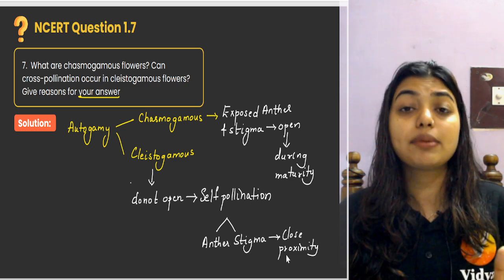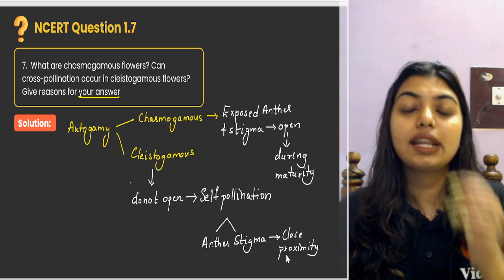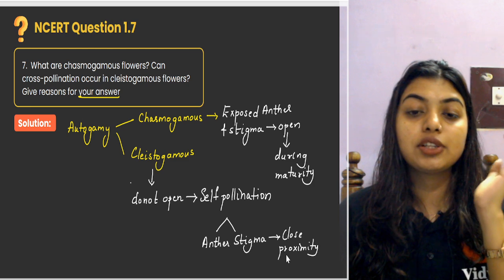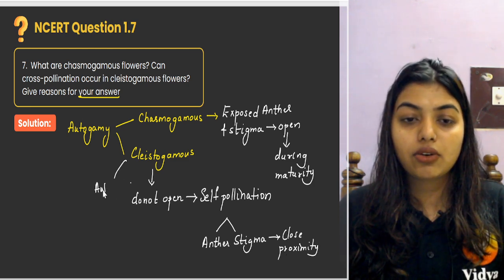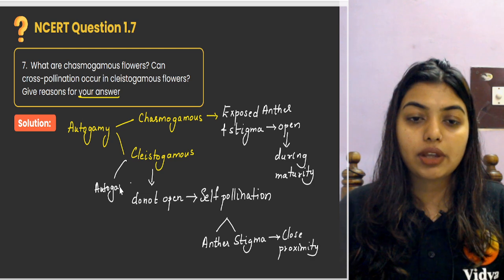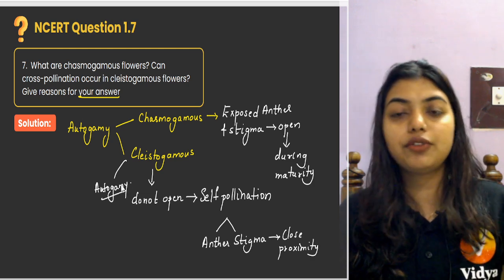So for cleistogamous flowers, it is very rare that cross pollination happens. So cleistogamous flowers will always go through autogamy. Okay, always go through autogamy. Clear, all of you? Yes or no?